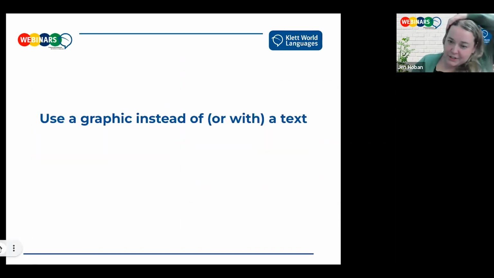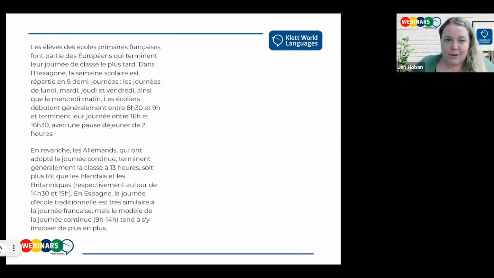Okay, so the next idea is to use a graphic instead of, or with, a text. Once again, we have a pretty hefty text, and this is about the school day in different countries around the world. School is a very novice level topic, or early intermediate, talking about our school days and our routines. A lot of us do that, and it's a topic that I find really interesting. But this text is not accessible to our early students, our novices and lower intermediates.